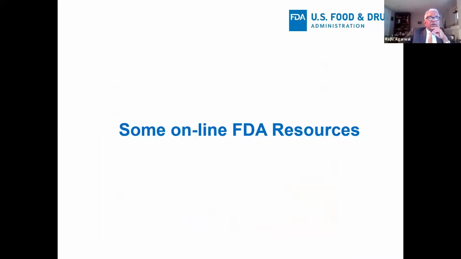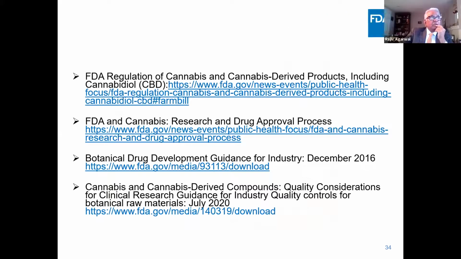There are some online FDA resources that I put together, and I gave the references to different online links, and you can go and look at them. The third bullet is the Master Botanical Guidance, which was published in December 2016, and the last one is the quality consideration guidance that we published in 2020.